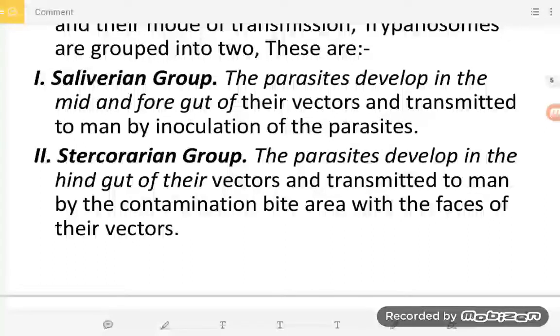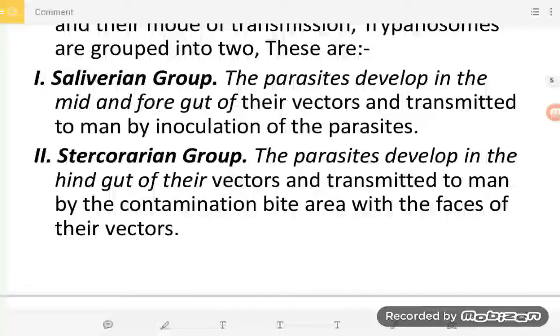When we consider the digestive system of the vector, we can divide it into three parts: mid, fore, and hind guts. So in this first group, if the parasite develops inside the vector, the mid and fore guts are the main part where we can see them. So here is how it transmits: when the vector takes a blood meal by biting, the parasite is transmitted to the host or human.